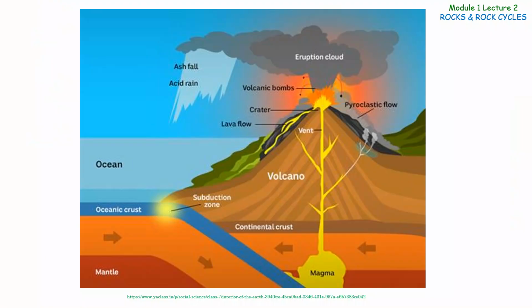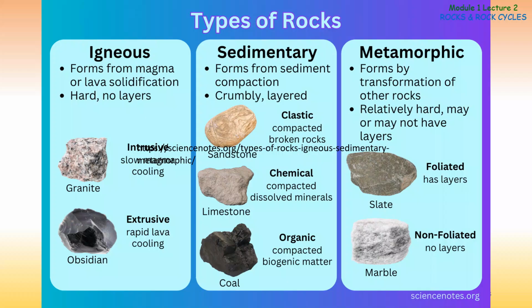This is a representative figure showing how magma comes to the earth's surface. On the basis of mode of formation, rocks are grouped into 3 main groups: igneous rocks, metamorphic rocks and sedimentary rocks.